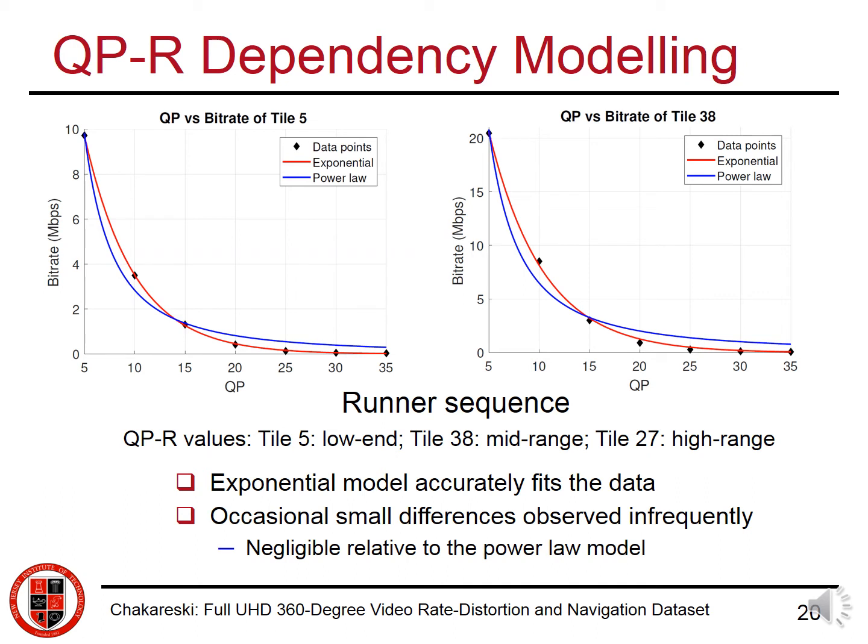To examine the accuracy of the QPR dependency modeling, we present three graphs indicating the empirical and model predicted values for three representative tiles of the runner sequence. These tiles are selected to cover the entire range of QPR values observed across our video corpus, as indicated here. We can observe that the exponential model fits the data much more accurately. There are occasional small differences between the empirical and the model data. However, they are observed infrequently, and they are certainly negligible relative to the power law model.